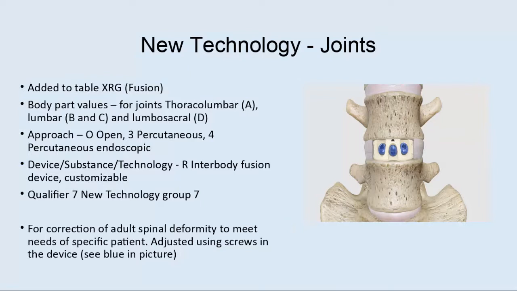So here's another one for joints, XRG. This is for a new device, intraoperative fusion device, customizable. This device is used for correcting adult spinal deformities to meet the needs for a specific patient. You see the blue, these here, those are screws, and the physician can go in and adjust the device by using the blue screws. Fascinating. So this is an interbody fusion device, customizable.